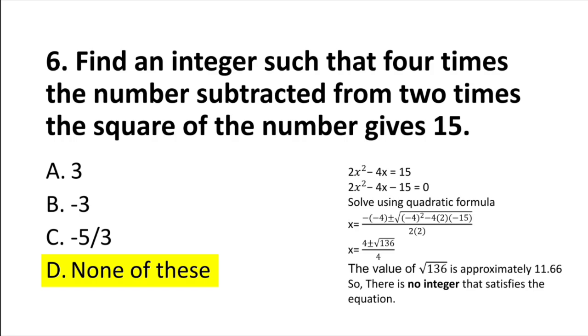So this is simply a quadratic equation. We applied the quadratic formula, and after applying it, we got the value of x equals 4 plus minus under radical 136 divided by 4, and after simplifying this couldn't be an integer. So of course there is no integer, as we have to find the integer, so simply the answer would be none of these.